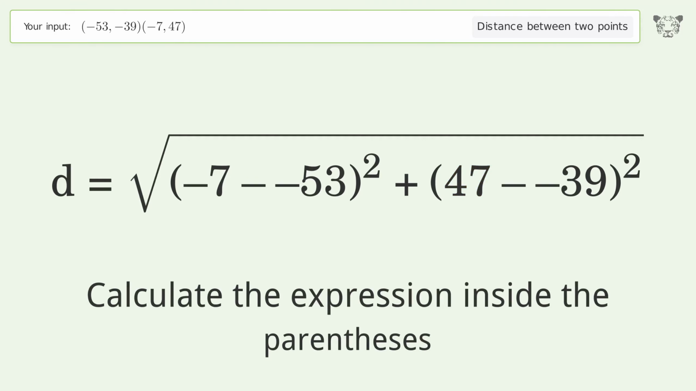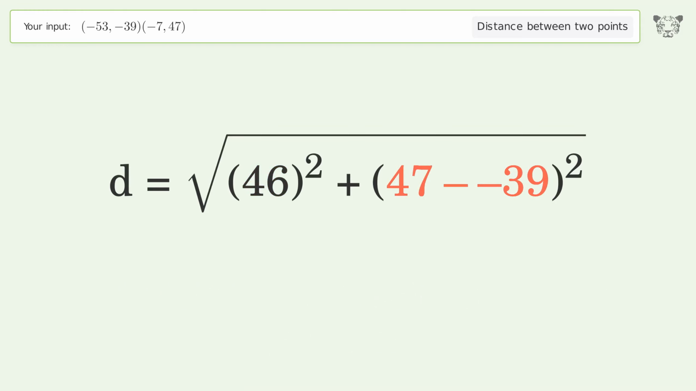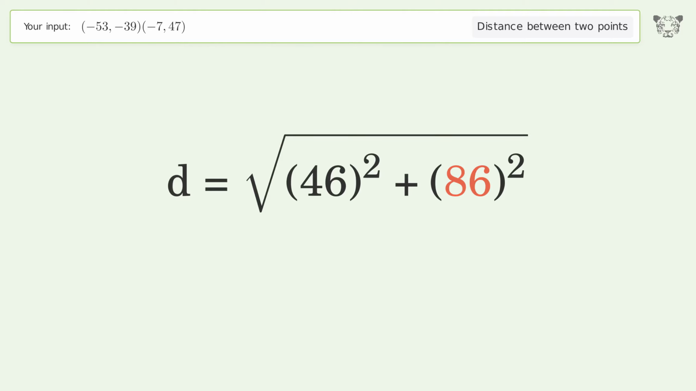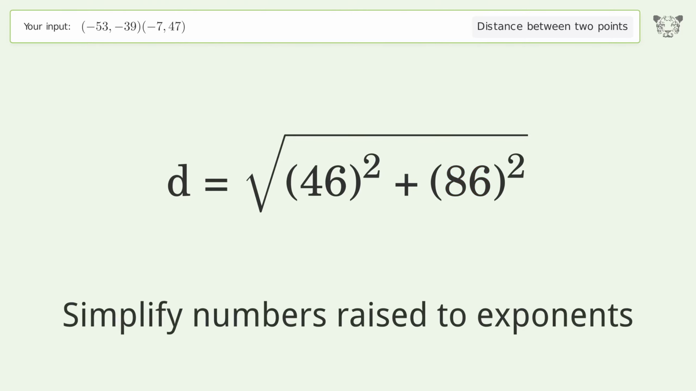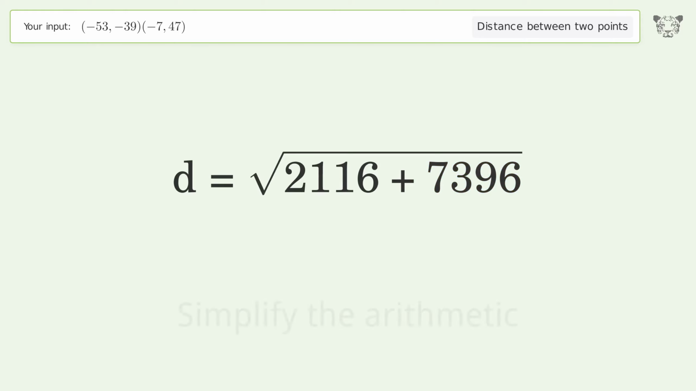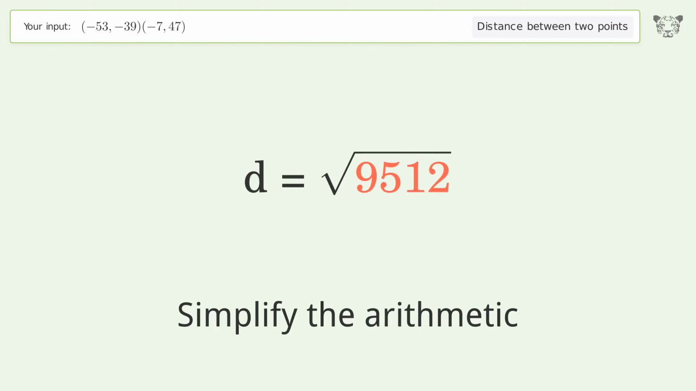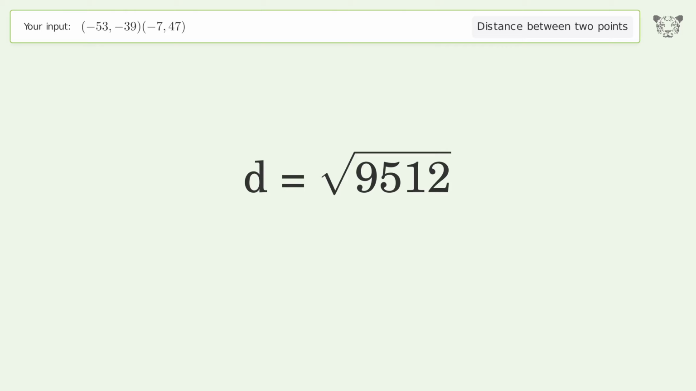Calculate the expression inside the parentheses. Simplify numbers raised to exponents. Simplify the arithmetic. And so the distance between the 2 points is the square root of 9,512, or 97.529.